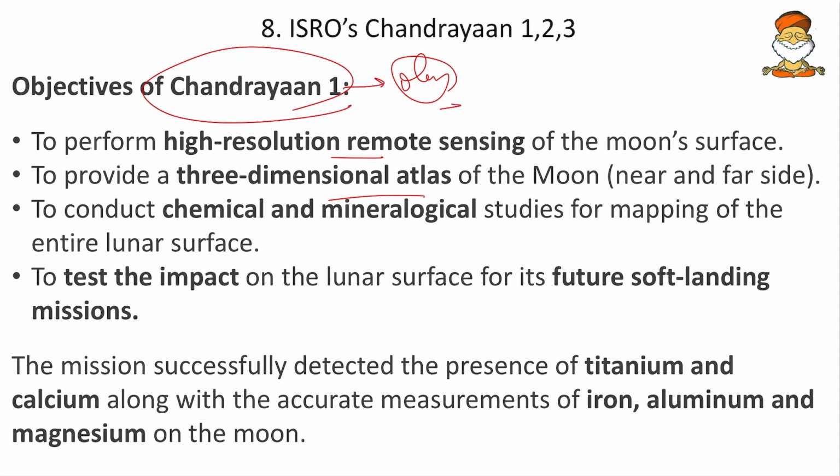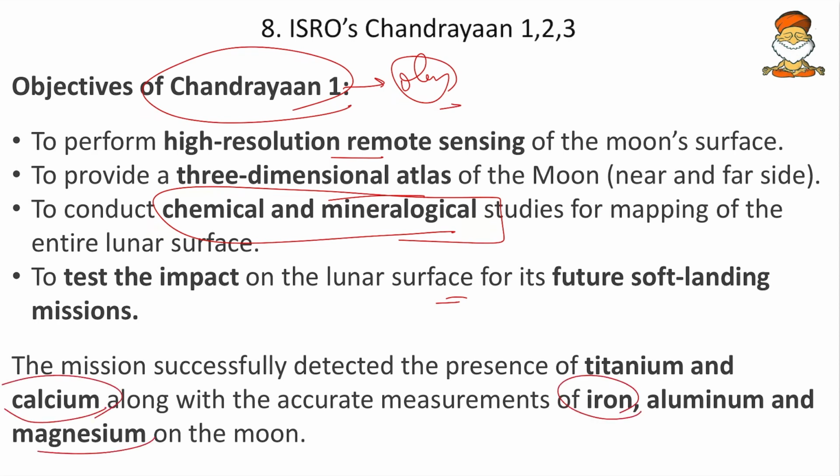And then to conduct chemical and mineralogical survey. So this is also done by remote sensing. Then to test the impact on the lunar surface for its future soft landing missions. So Chandrayaan 2 was a soft landing mission. So that's why it was a prelude. And then the mission successfully detected the presence of titanium and calcium along with the iron, aluminium and magnesium. So mark these are the successes of Chandrayaan 1.